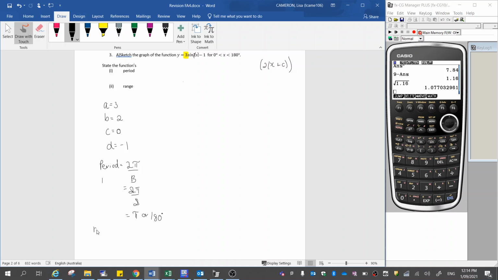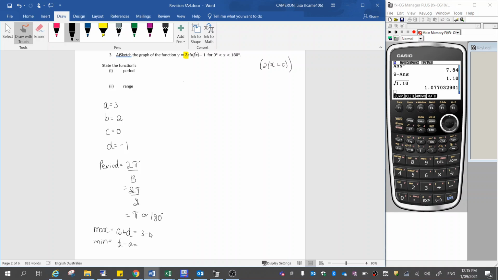Next thing we're going to do is work out our max and our minimum. Our max is going to be the A value plus the D, and our minimum is going to be our... I've done that the wrong way around: D minus A, and this would be D plus A. For the first one, it doesn't matter because of the order.